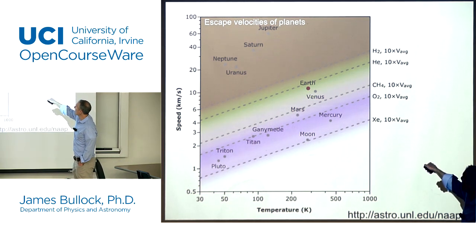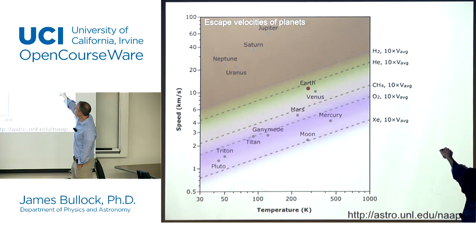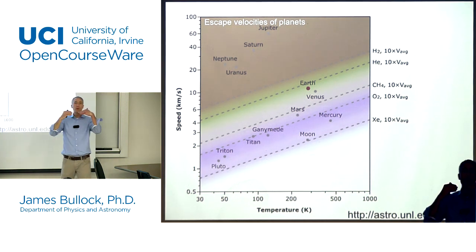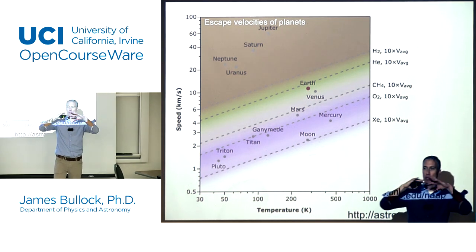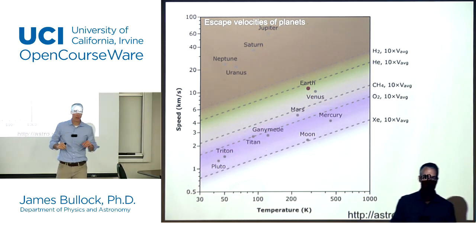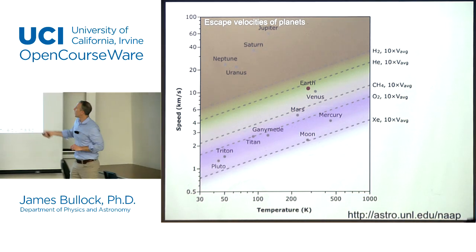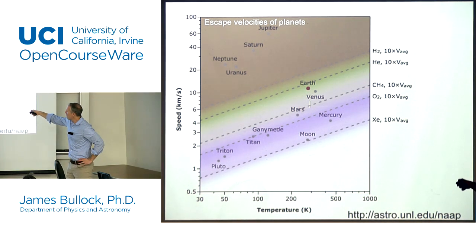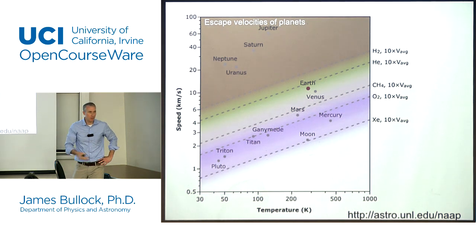So what this means is that if you look at something like the Earth, okay, the helium and the hydrogen at the temperature of the Earth are all moving faster than the escape speed, and so they just escape off the Earth. Whereas the oxygen on Earth is moving more slowly than the escape speed, so it doesn't escape and it hangs around. And that's why our atmosphere has oxygen in it and not hydrogen.